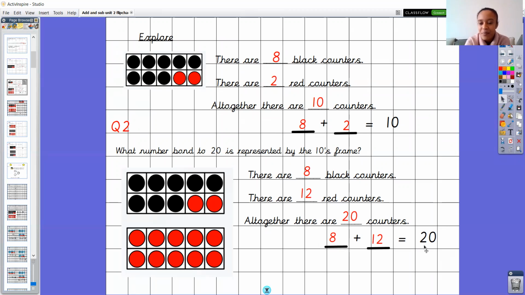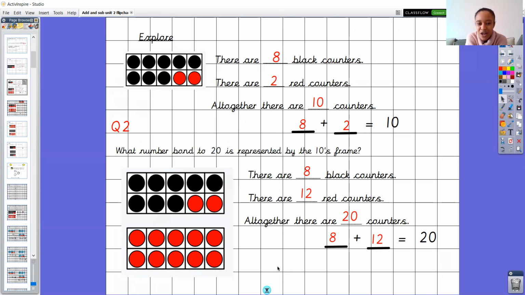Now I'd like you to have a think about this number sentence here, which is showing this tens frame, and this number sentence here, which is showing the representation of these tens frames. What do you notice about them? I'd like you to have a little think and maybe have a chat with somebody who is at home with you, or have a think on your own, or if you're at school, have a talk with the people next to you. Okay, so pause the video now to have a go at that.